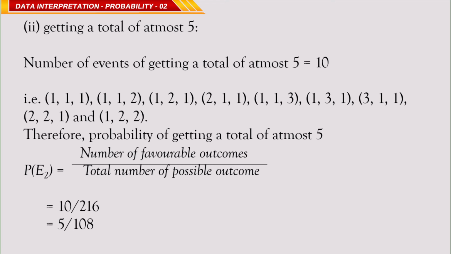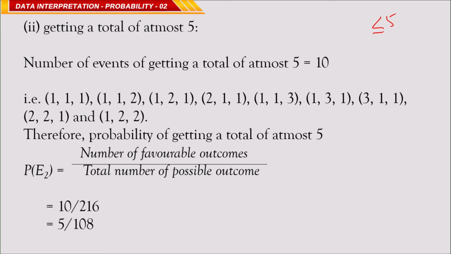At most 5 means maximum 5, so you have to consider less than or equal to 5. This is very important. At most means less than or equal to, at least means greater than or equal to. These words are very important, terminology which is used in probability.